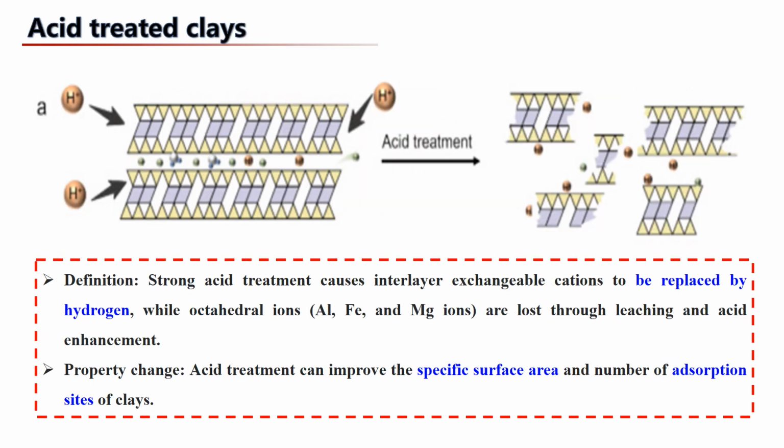The method of acid treatment of clay is through strong acid treatment, so that the interlayer exchangeable cations are replaced by hydrogen, while the octahedral ions Al, Fe, Mg are lost through leaching. Acid treatment can increase the specific surface area of clay and the number of adsorption sites. It is a common means of functionalization.